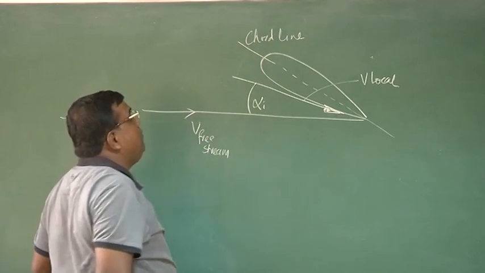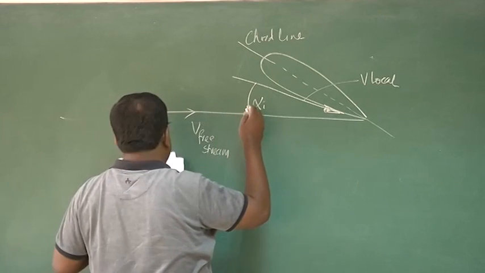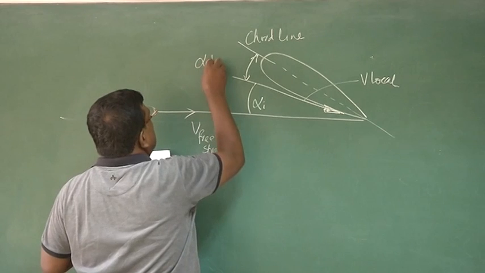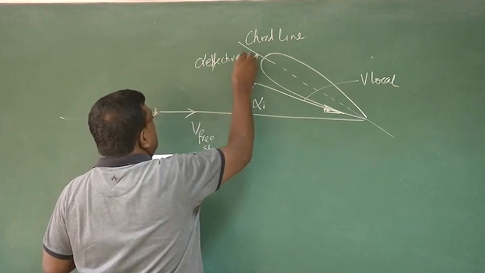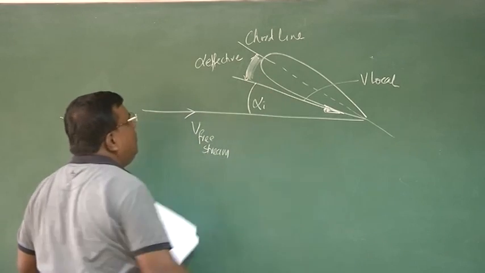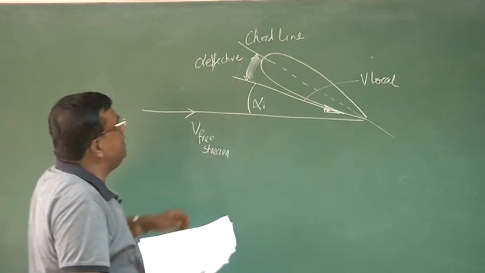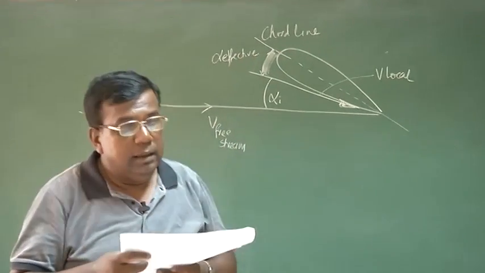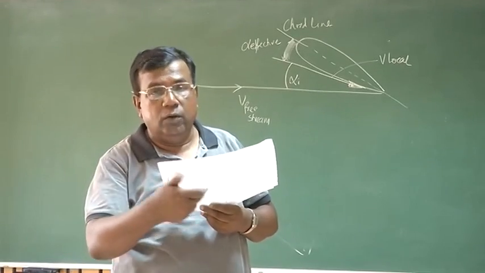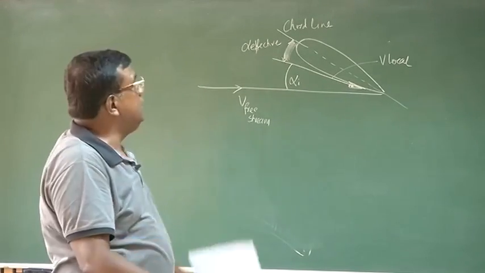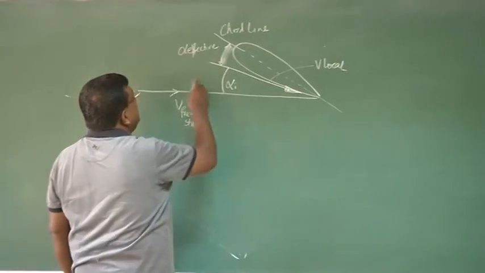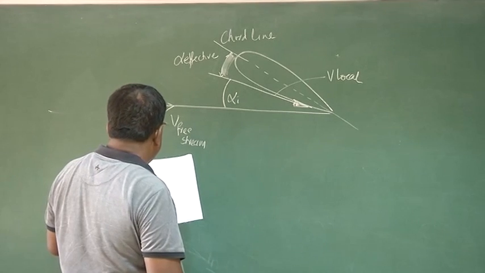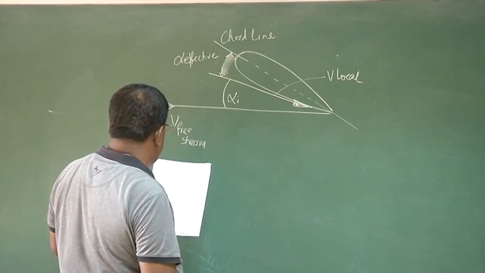All these things we are now familiar with, and this is the angle which I call alpha effective, because as far as this wing or the body is concerned, all the lift generation will happen because of this angle. Come back to the basic concept: the lift will depend upon the angle between the local velocity vector and the surface, or the chord line in this case. So this is alpha effective, and alpha I is the induced angle of attack. So now we understand one thing.